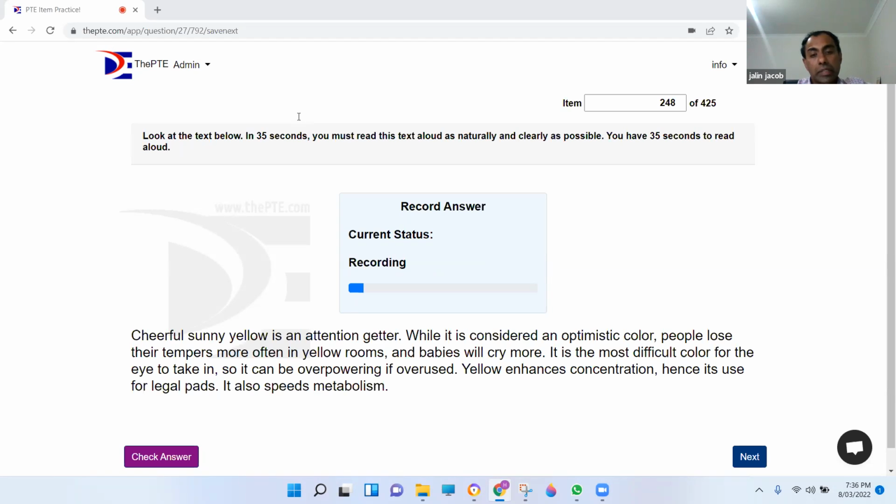Beautiful sunny yellow is an attention getter. While it's considered an optimistic color, people lose their temper more often in yellow rooms and babies will cry more. It is an important but difficult color for the eye to take in, so it can be overwhelming if overused. Yellow enhances concentration, hence it is used for a legal pad. It also speeds metabolism.